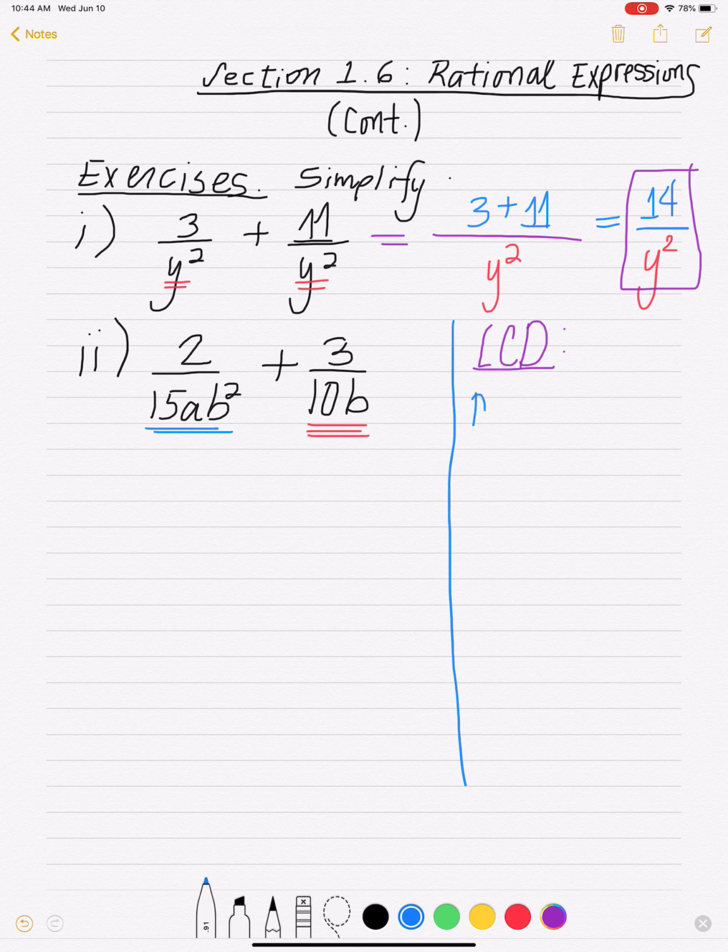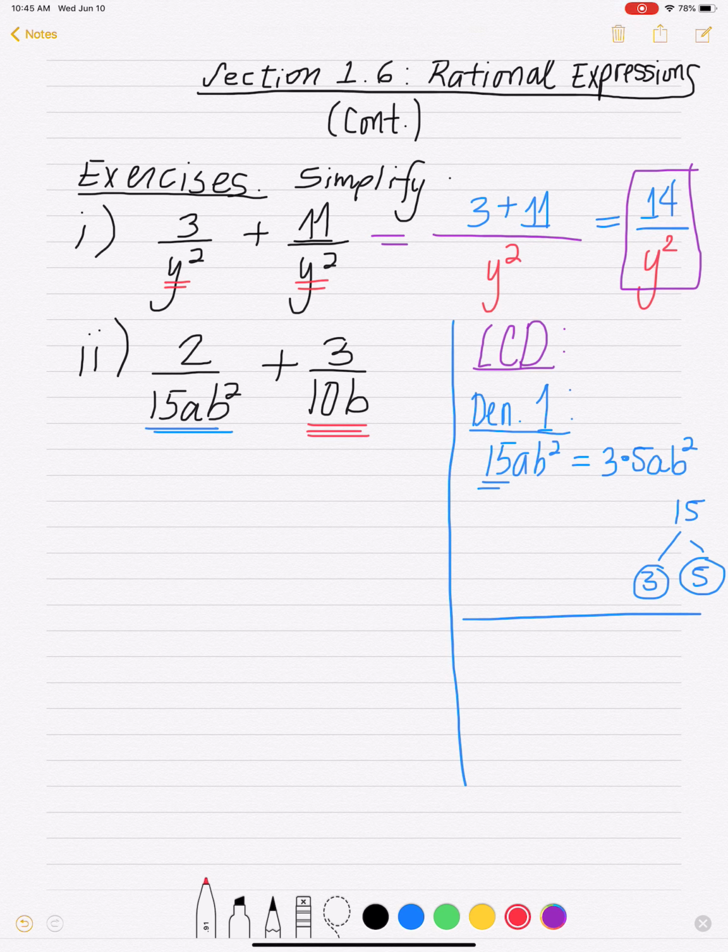So my first denominator is 15ab squared. What you want to do is break it up into primes. Focus first on the number 15. If you think about 15, doing a factor tree, 3 times 5 gives you 15. 3 is prime, 5 is prime. So the primes that make up 15ab squared are 3 times 5 times a times b to the second power. That's the prime power factorization of our blue denominator.